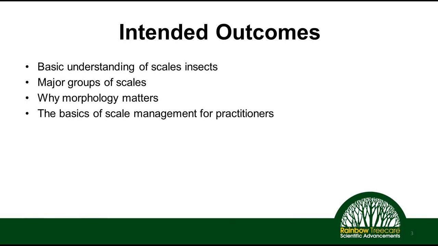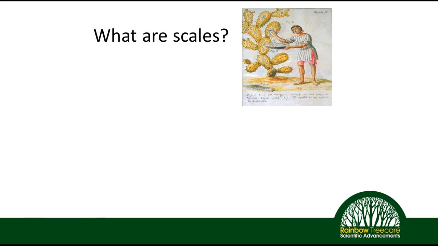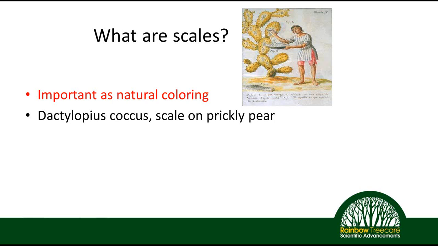So first, what are scale insects? Scale insects are those tiny scale-looking things on leaf tissue that ants are probing. They're important to the ecosystem, and they fulfill multiple niches. We've been using them for various means since ancient times. They are an important coloring agent, and there's a soft scale that grew on prickly pear cactus plants. It was taken off and used as a red natural coloring dye that was later imported from the Americas to Spain and eventually took over all of Europe.